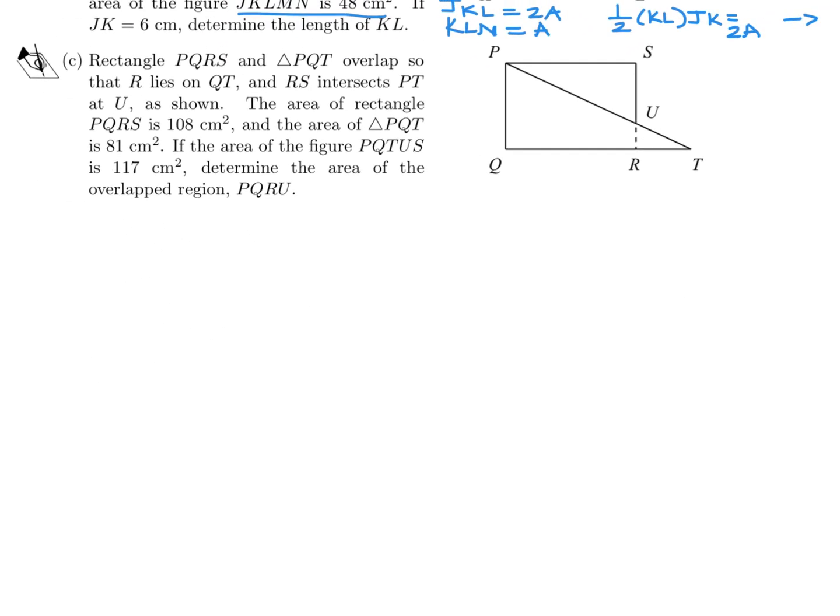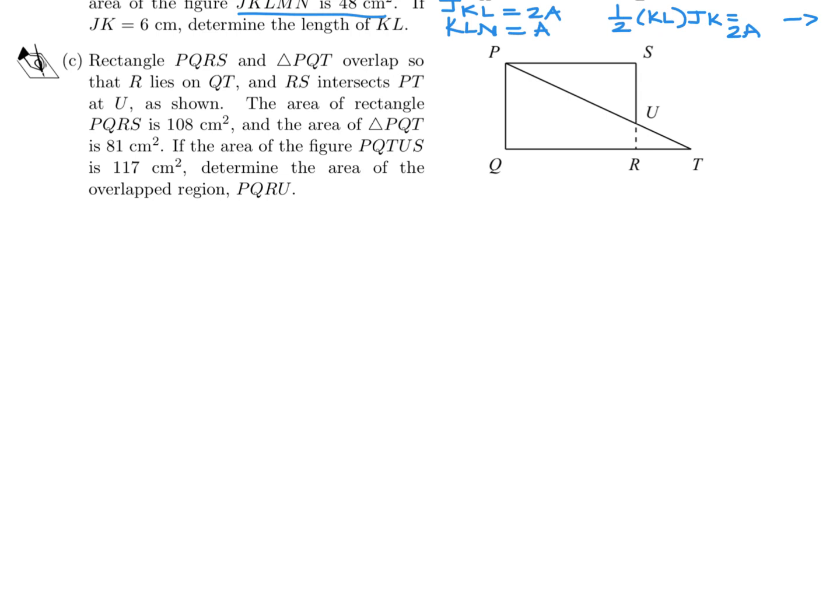And C, rectangle PQRS and triangle PQT overlap so that R is on QT. RS intersects PT and U as shown. The area of the rectangle PQRS is 108 and the area of PQT is 81. If the area of figure PQTUS is 117, determine the area of the overlap region PQRU. All right. Okay, so how do I do this?